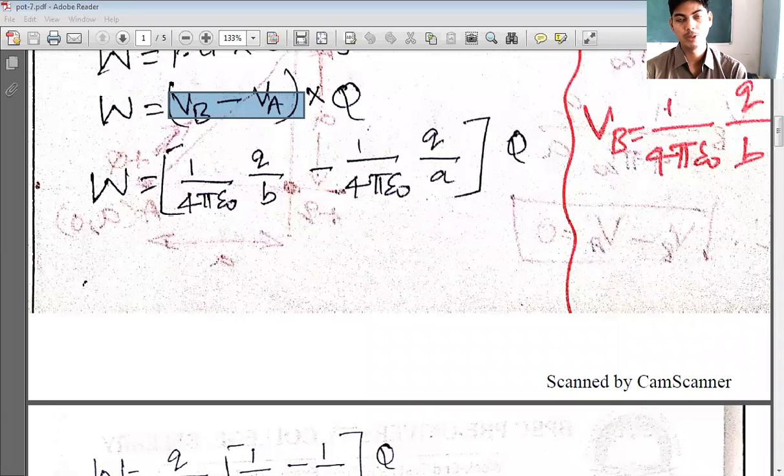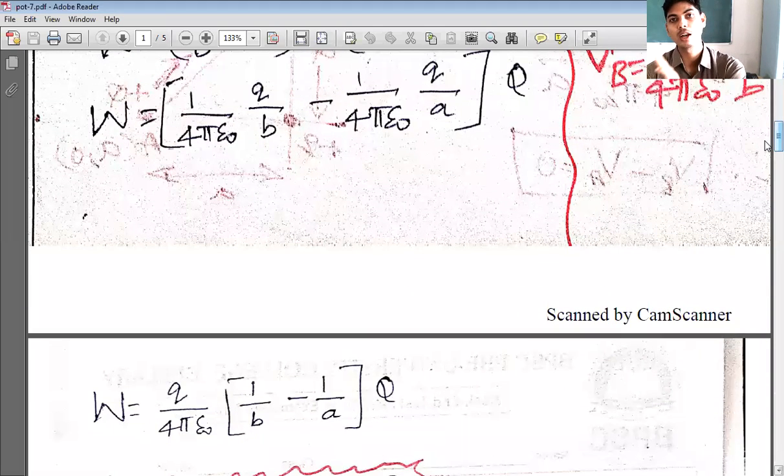ಯಾವಾಗ VA minus VB ತಗೋಬೇಕು, ಯಾವಾಗ VB minus VA ತಗೋಬೇಕು, ಕ್ಲಿಯರ್ ಇರಬೇಕು. Final potential minus initial potential. So this is regarding problem on calculating work done to carry charge from one point to another point.